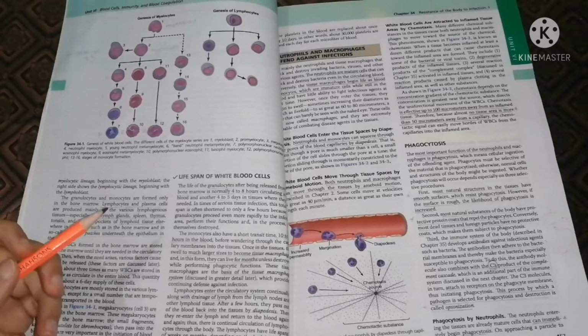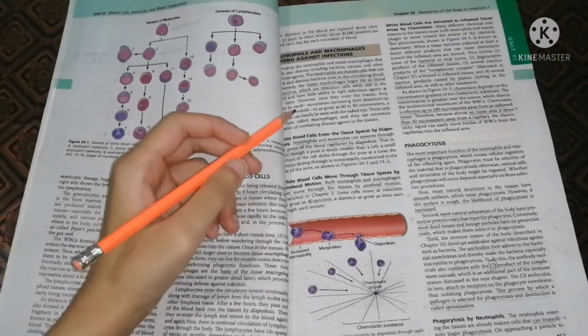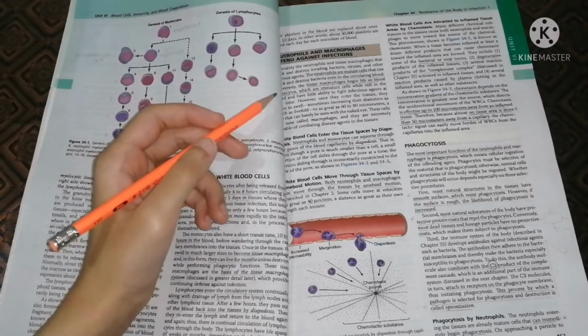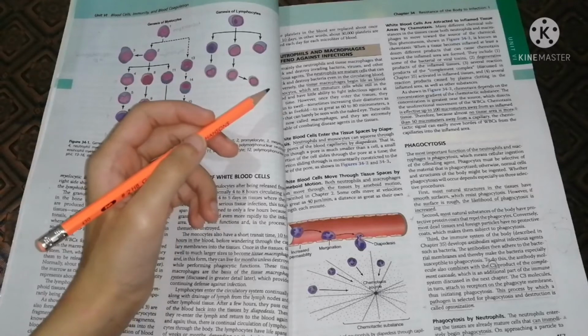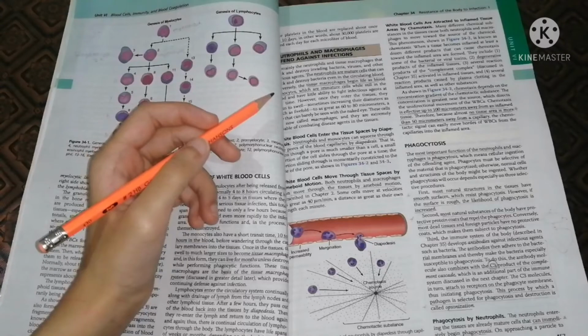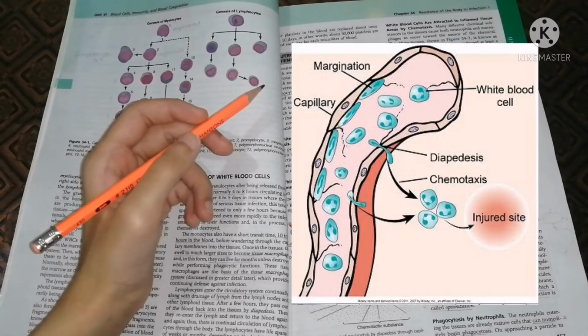The neutrophils and macrophages are important in the defense against infection, and they have common functions or features, you can say. Both of these cells show diapedesis, amoeboid motion, chemotaxis, and phagocytosis.